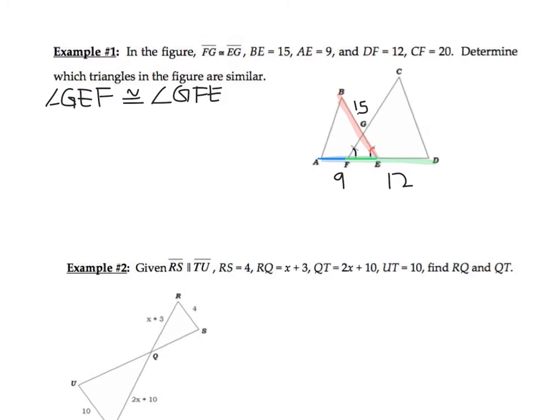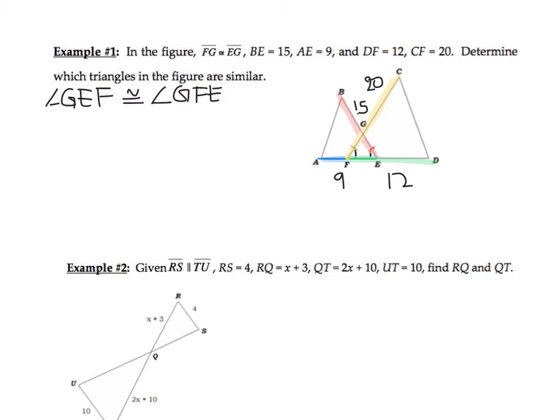And CF is 20. So if I look at my 2 triangles, it looks like we have 2 sides and an included angle. We know their lengths. So if I want to know these 2 triangles are similar, it's going to be by side, angle, side similarity. So we already have the included angles being congruent. Now we just need to show that the corresponding sides are proportional.